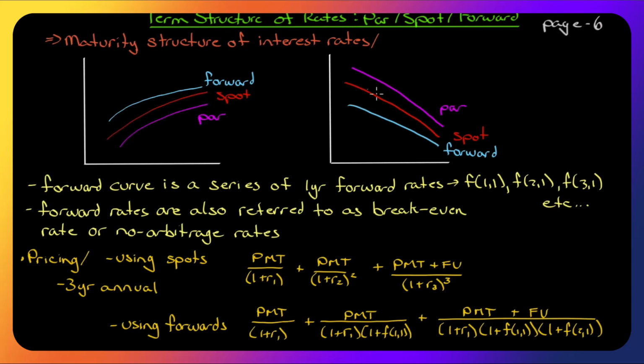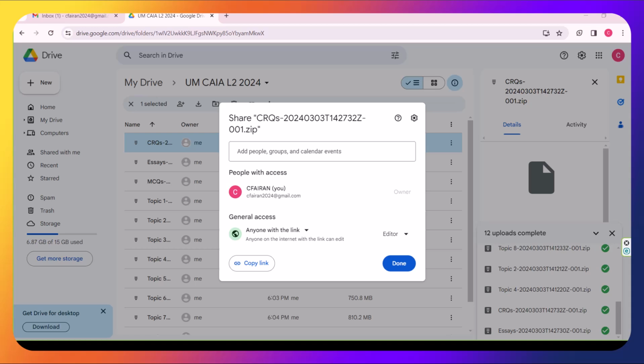That is the spot curve on both. We have an upward sloping spot curve. On the other one, we have a downward sloping spot curve. We have already seen that if we have an upward sloping spot curve, we have an upward sloping par curve. The par curve will lie below the spot curve. If you have a downward sloping spot curve, you will have a downward sloping par curve, but the par curve will now be above the spot curve.